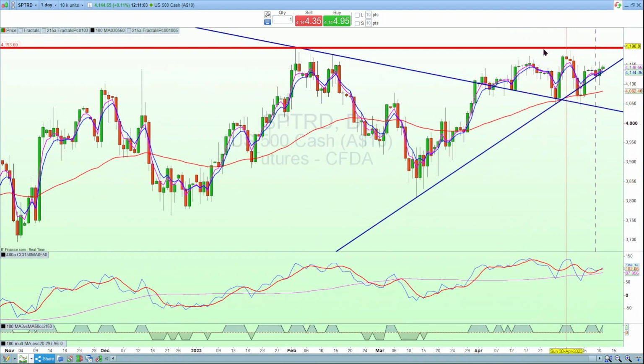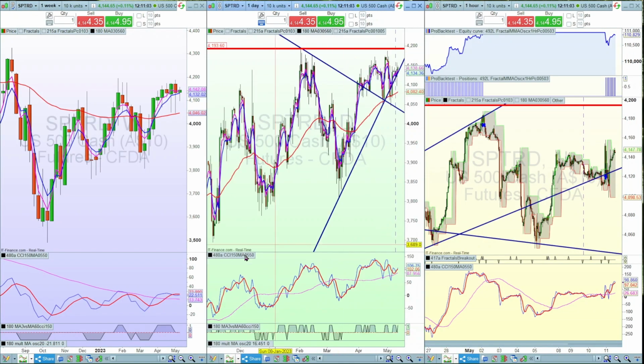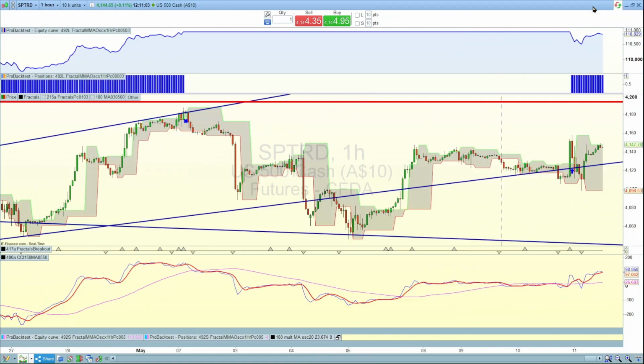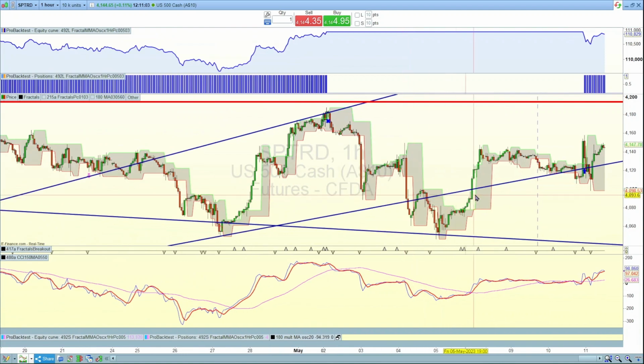Will it break this resistance? Not sure yet. We need to see the weekly break to the upside as well to be more confident about going long. Insofar as trading, one of our trading strategies uses the candle breakout from the fractal, and we take long positions where that aligns. And again, we only take positions when the weekly and daily are in an upswing.